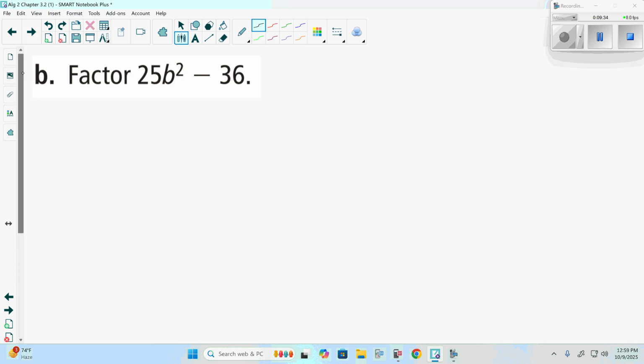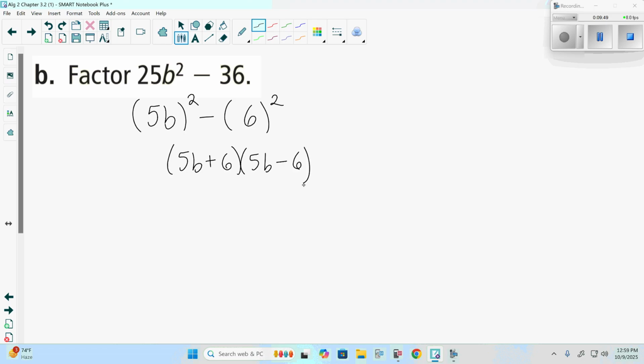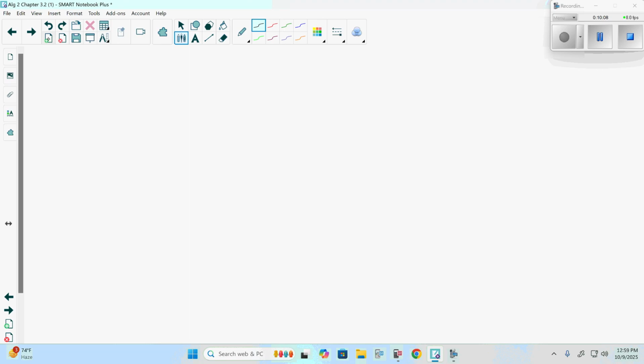25b squared minus 36. So 25b squared would be 5b. 36 would be 6. 5b plus 6 times 5b minus 6. Questions on this here so far? We feel good with these here. All right. I'm going to add one.